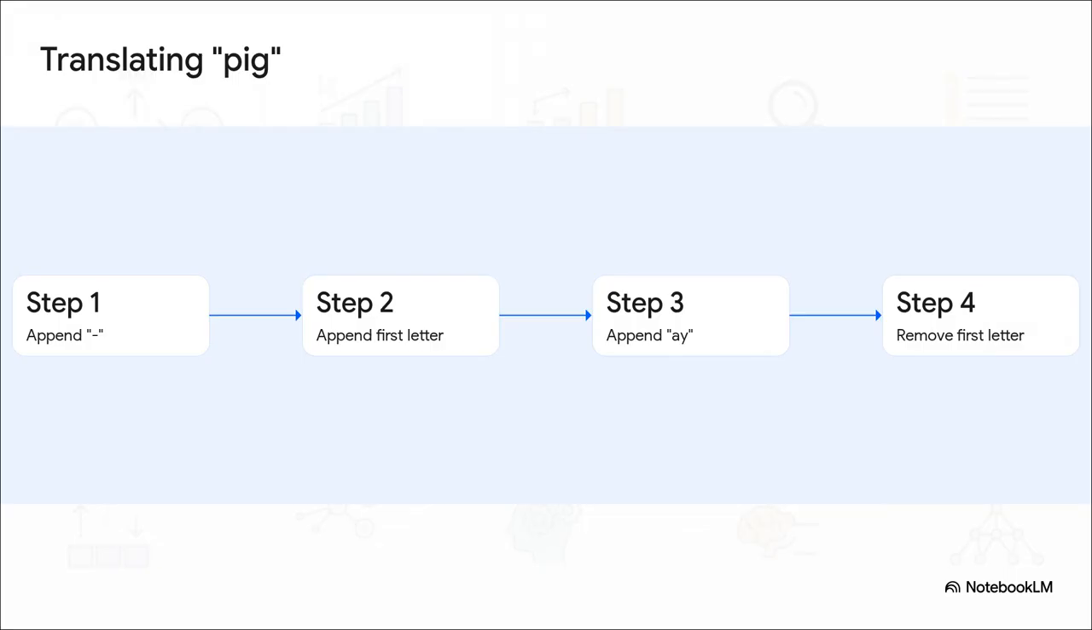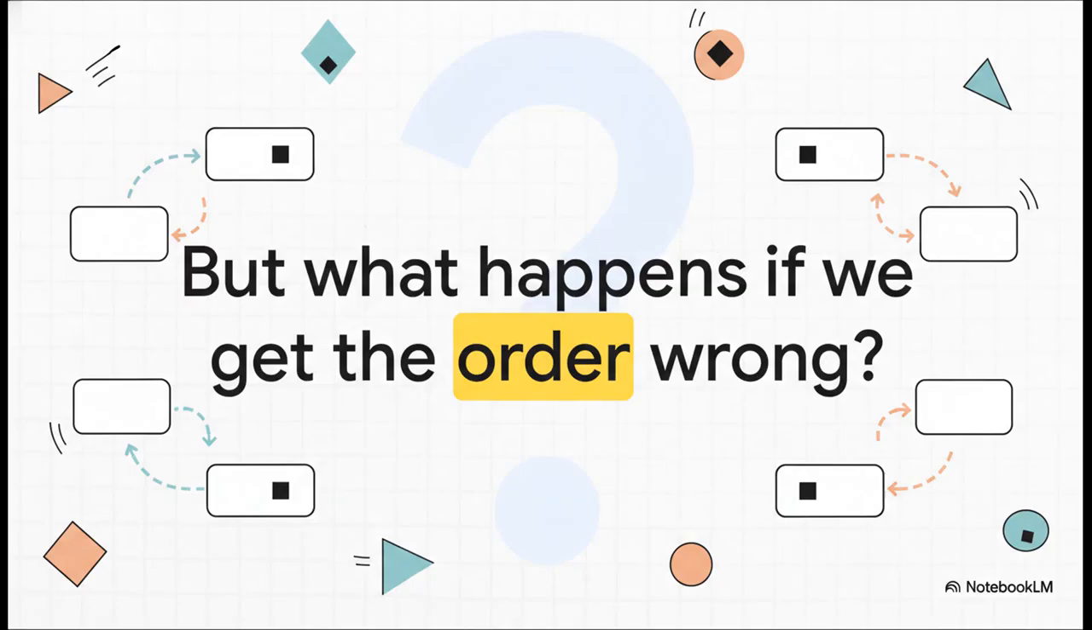Okay, following these steps, we take pig, add a hyphen, so we have pig dash. Then we add the first letter, P, so we get pig dash P. Now we add A, which gives us pigpay. And finally, we remove that first letter, and boom, we get igpay. It actually works. Simple enough, right?